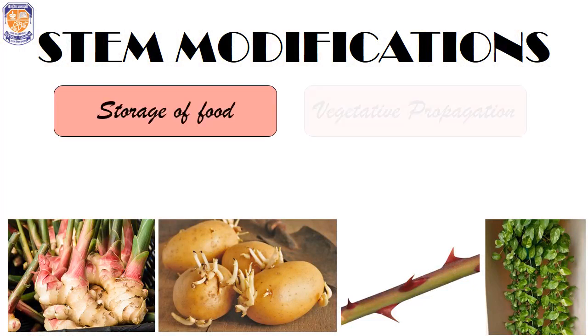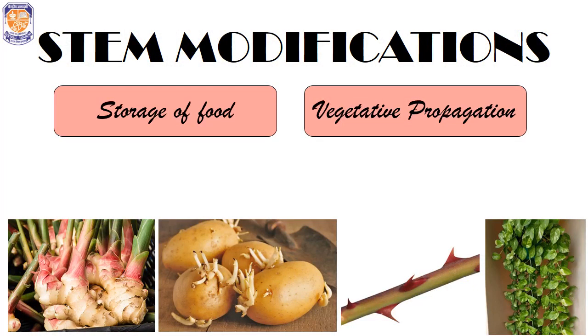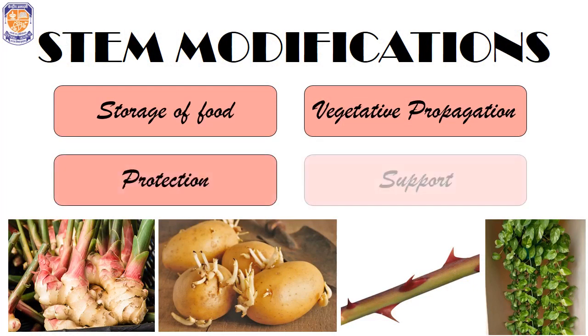There are four types of stem modifications that you will study here. First is storage of food. Second will be vegetative propagation. Third will be protection, and the fourth modification that you will see here will be regarding support. Now let's learn about them one by one.